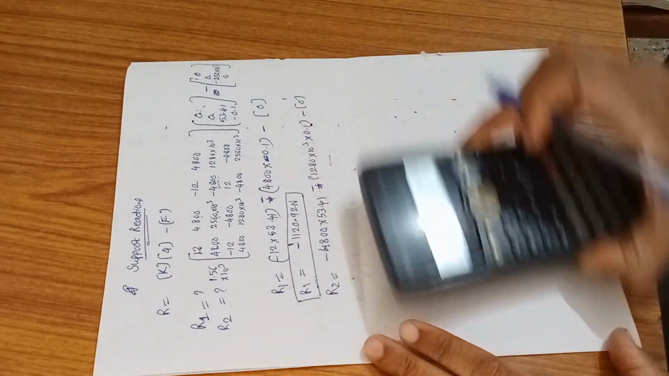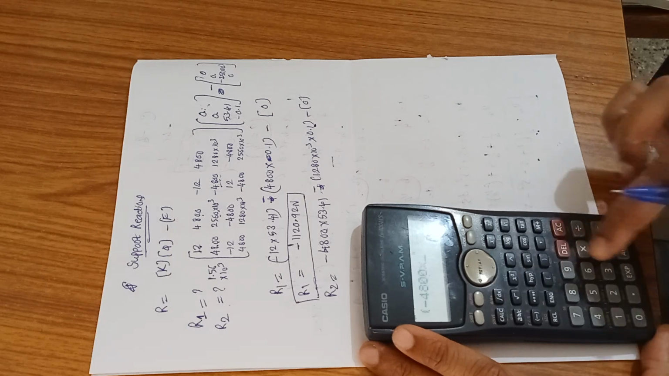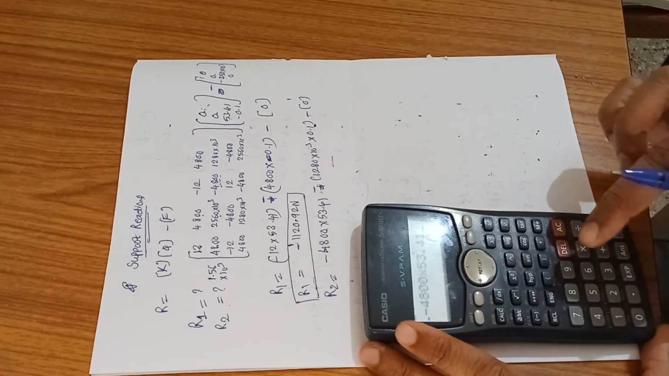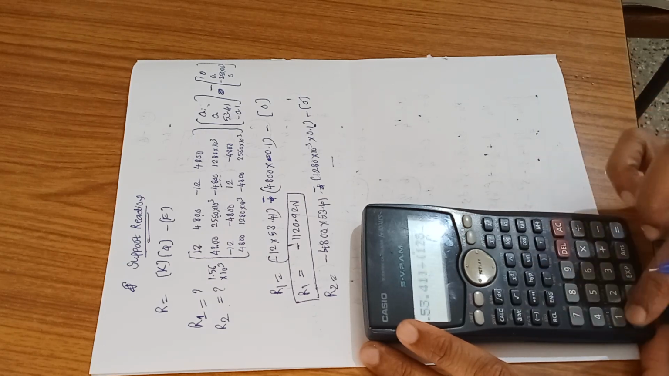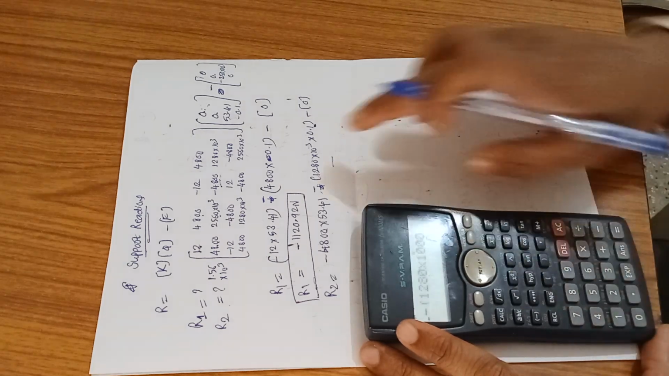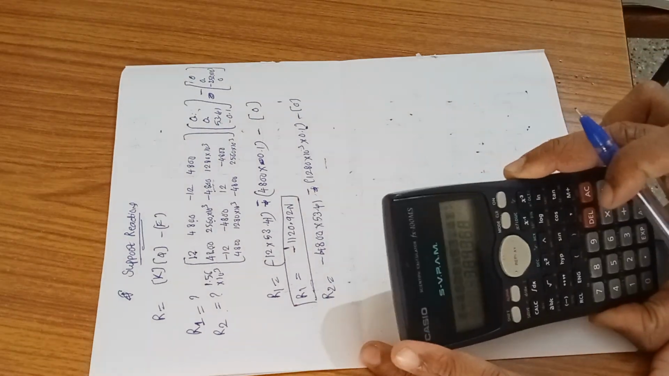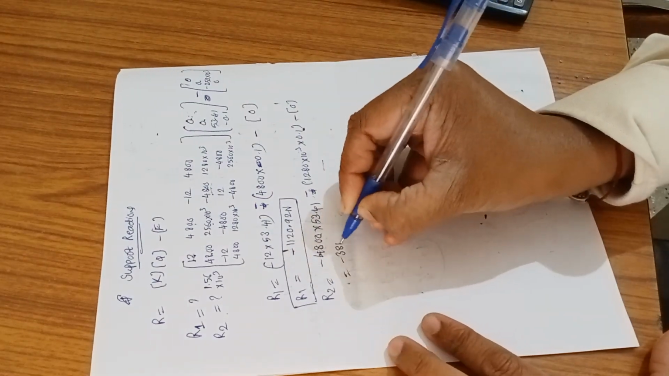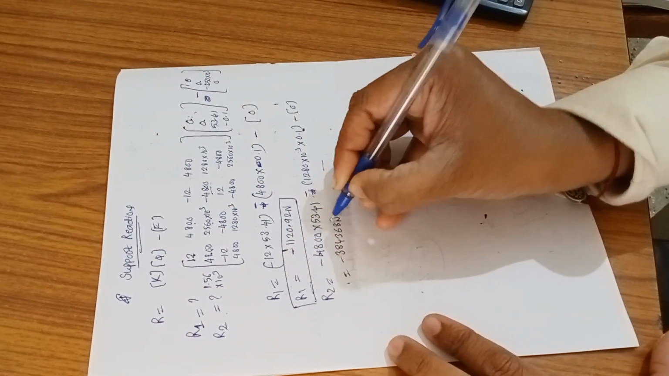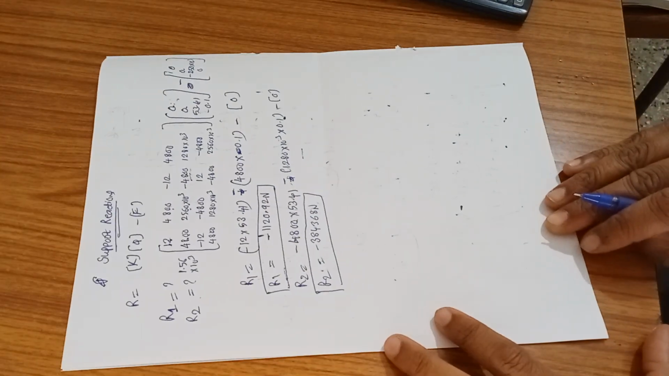Now similarly, let's try to find out R2. Minus 4800 into 53.41 minus 1280 into 1000. So 10 to the power of 3 I'm writing like this into 0.1. So that is found to be minus 368 newtons. So thus we have found out the reactions as well as the displacement at both the nodes.